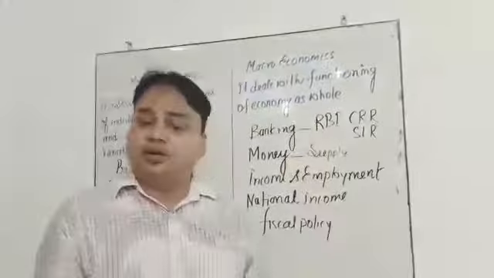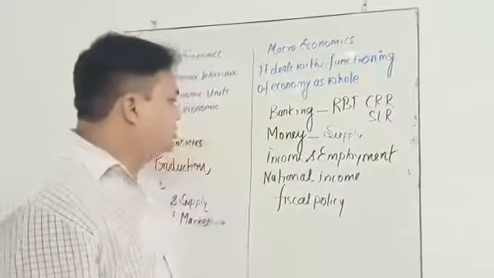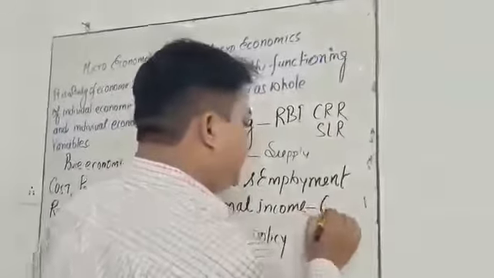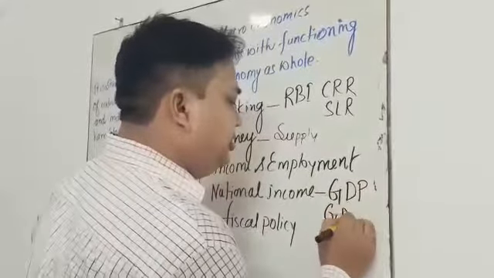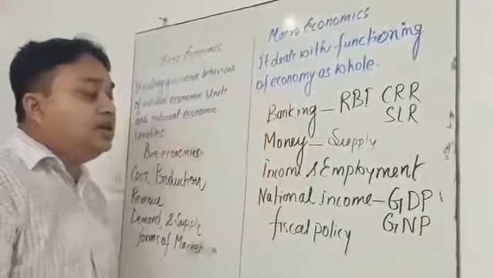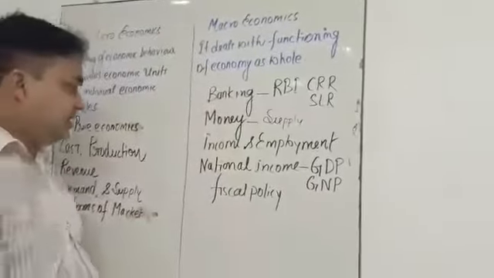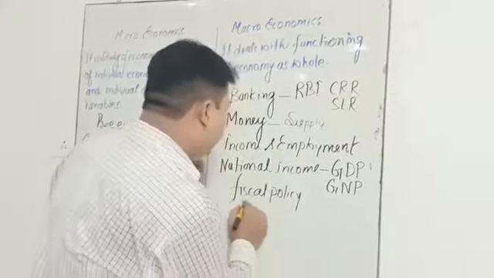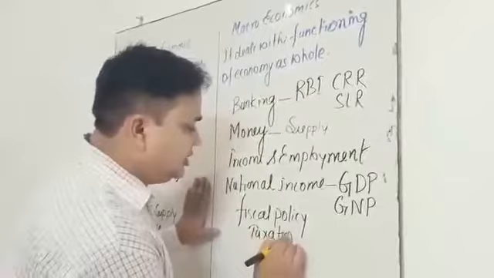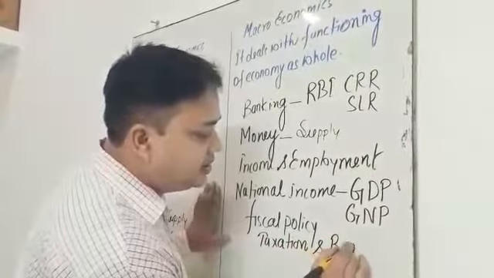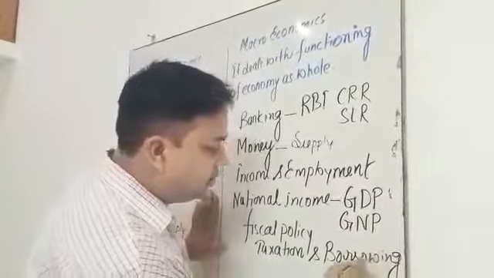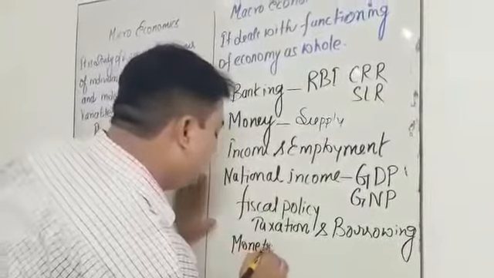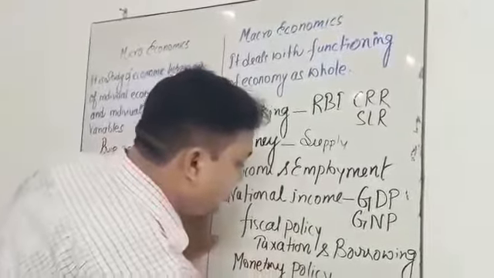Income and employment generation are also studied in macro. National income also comes under this, where we calculate GDP and GNP. Fiscal policy is where the government decides what types of taxes, and other decisions such as long-term borrowing. Taxation and borrowing decisions come under fiscal policy. Another is monetary policy, which also comes under macro.